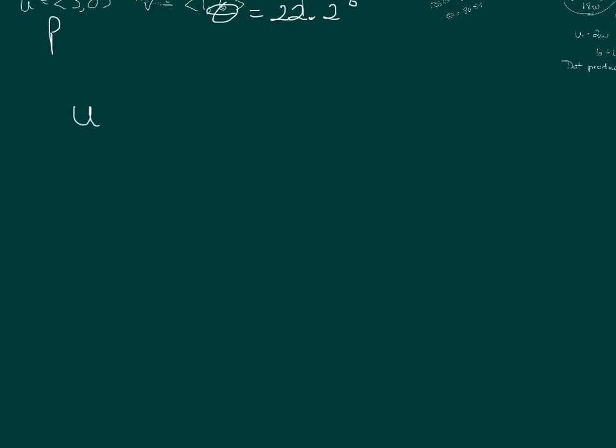Vector u is -1, 2, 3, 0. And vector v is 5, 4, 1, 2. Find the dot product here. Find the angle between those two vectors. Okay, calculator's going to be needed.